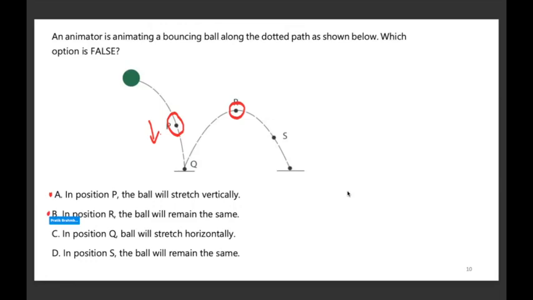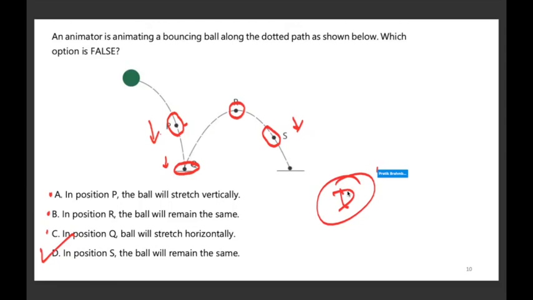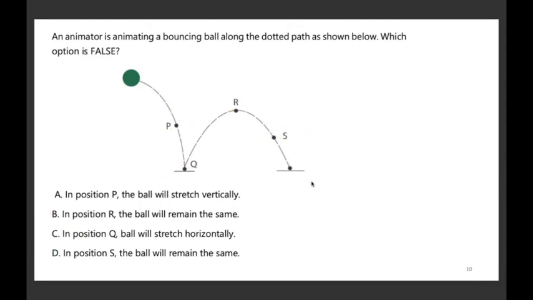C says in position Q, the ball will stretch horizontally. In Q, yes, because the pressure is exerted downward, it will become horizontal. So C is also fine, and D says in position S, the ball will remain as it is. No, in fact, in position S also force is exerted downward, so the ball will actually stretch vertically like we see in P. So D is the one which is the incorrect, false statement. Okay, we'll move to the next one.